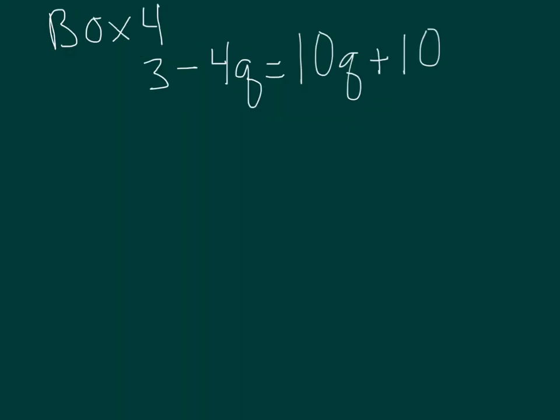Alright, this one you don't have to try on your own first. I just want you to copy it down in box 4. This is an equation with variables on both sides. Now I'm going to draw my river down the middle here. The first thing we want to do is get the variable on one side. So you can either get rid of the 4q over here, or you can get rid of the 10q.